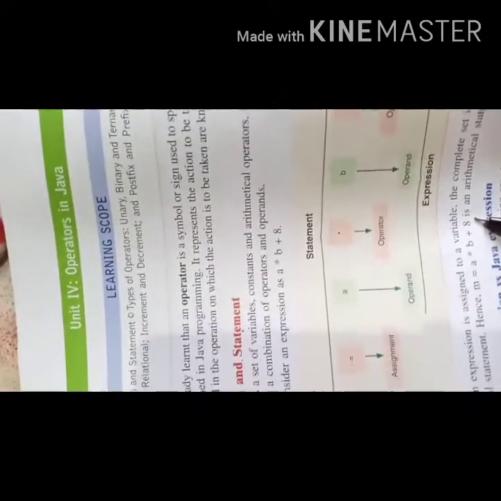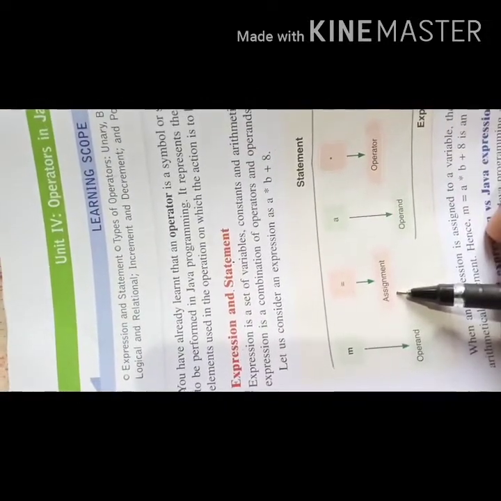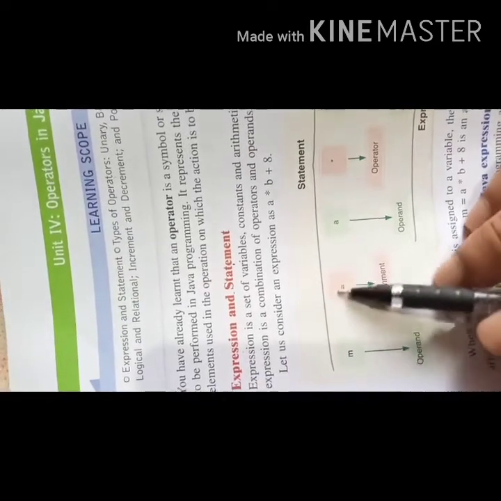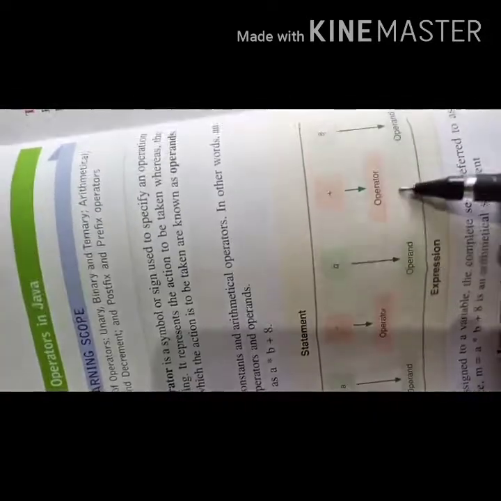So understood? Here in the statement, m is an operand and this is the assignment operator, and a is an operand, into is an operator, b is an operand, plus is an operator, and 8 is an operand.